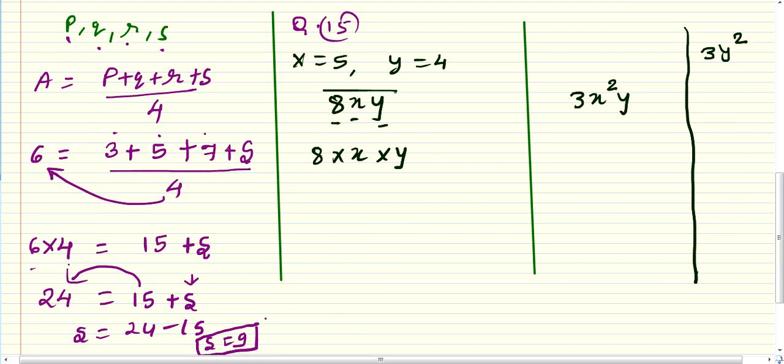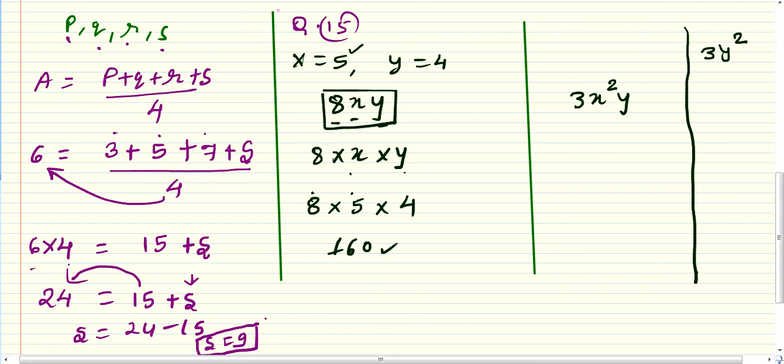Whenever you are having this type of expressions without any plus or minus sign, simply they are in multiplication. 8xy means what? 8 into x into y. 8 will be 8, same. Value of x is 5, so put 5. Y equals 4, 4. 8 fives are 40, and 40 into 4, 160. This is your required answer.